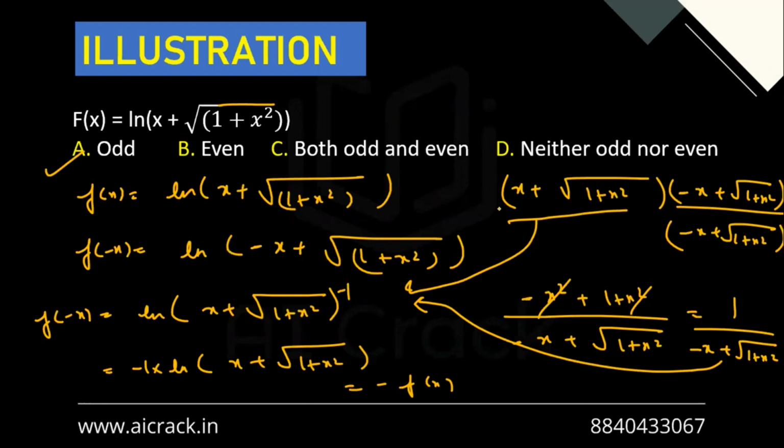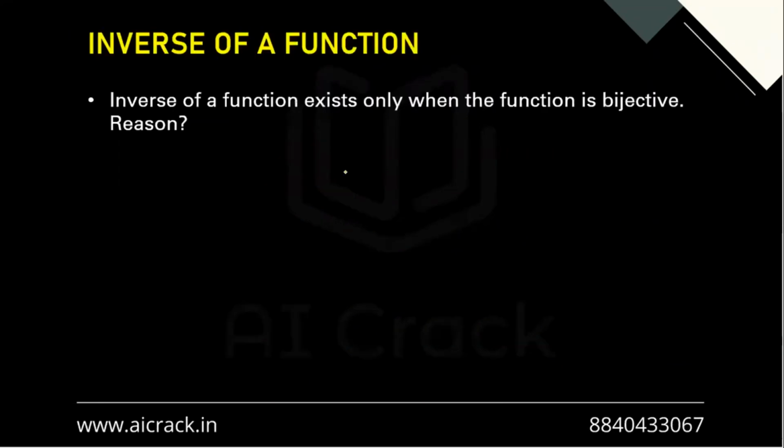Now whenever I see something of this sort, a plus root b format, I try to rationalize it. So I rationalize it. Then what I got to know is that this entire thing is nothing but 1 divided by this one. So basically I can write this as this raised to power minus 1. Minus 1 got carried over here because of the log property, and that is how f of minus x equals minus f of x. Now let's talk about inverse of a function.